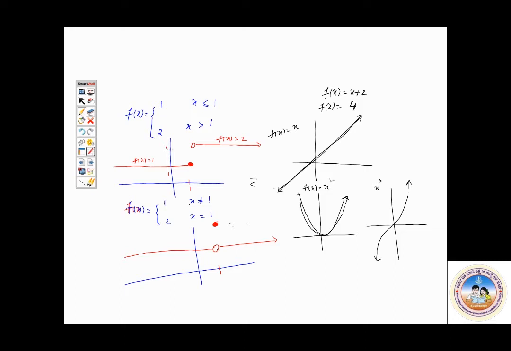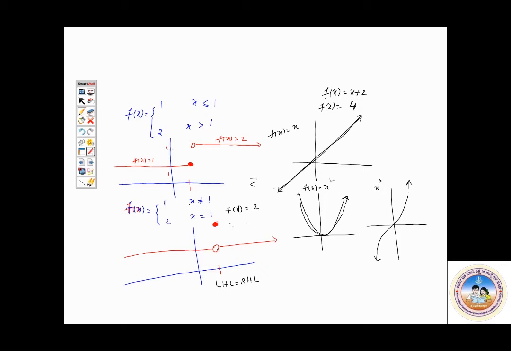What happens in case of discontinuity is that the left hand limit and right hand limit are both equal here, that is LHL and RHL are both equal, but the functional value is 2, f of 1 equals 2. LHL and RHL are equal but not equal to the functional value at 1.